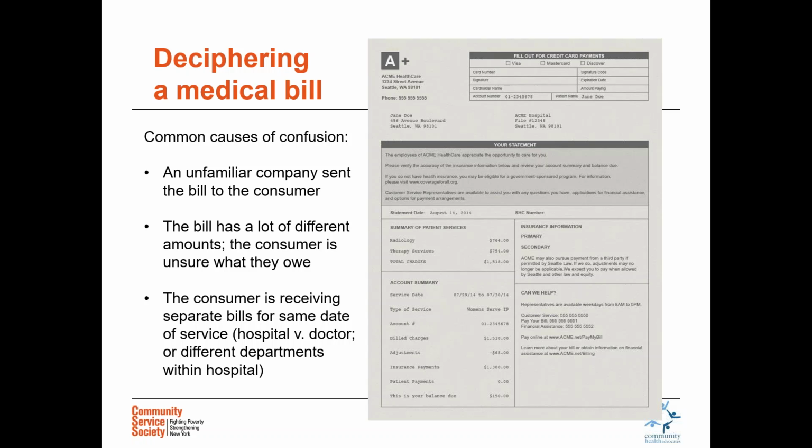Next, the consumer might be receiving separate bills for the same date of service, and they're not sure which one is the final bill and what their total due is. This might be just one service that Jane received on the date of service. I mean, here we can see she has a service date for 2 days, 7/29 to 7/30. So she probably received a lot of other services other than this service. And she's just confused, like, when are the bills going to end? What do I owe? Why are different departments within this hospital billing me?